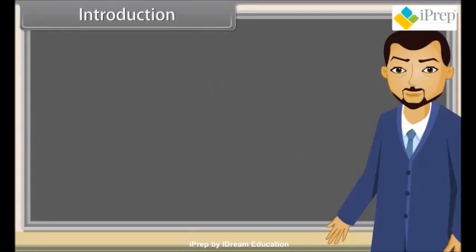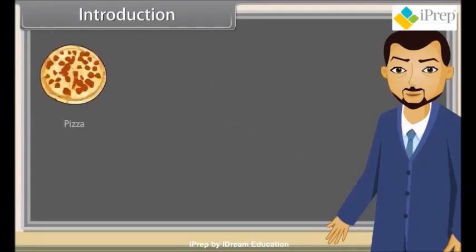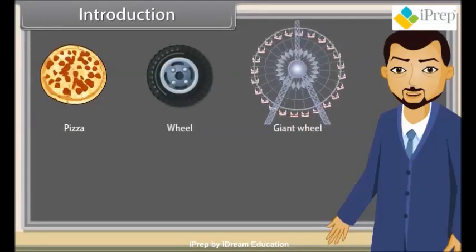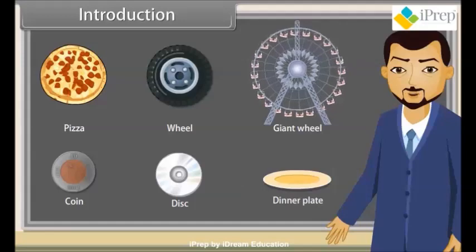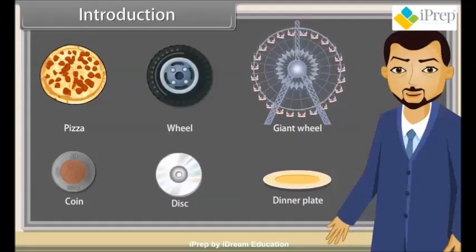Introduction. Look at these things: pizza, wheel, giant wheel, coin, disc, dinner plate. All these are examples of a circle. Today we will study about circles and the properties of circles. Come, let's start.